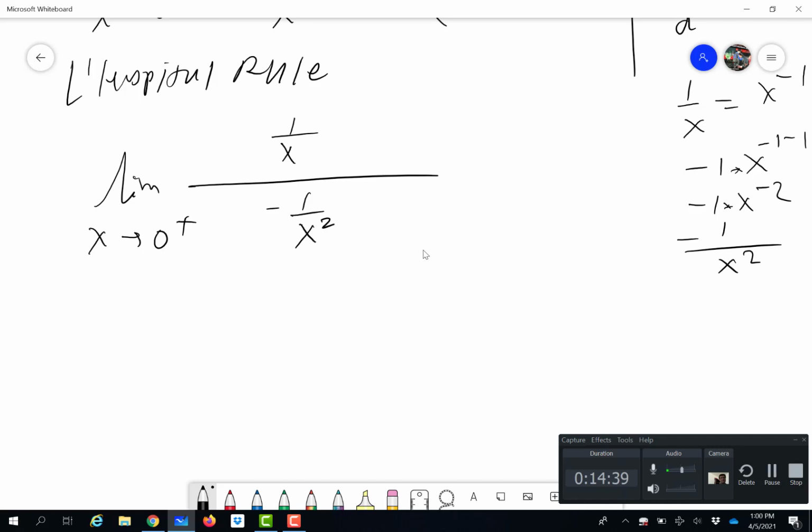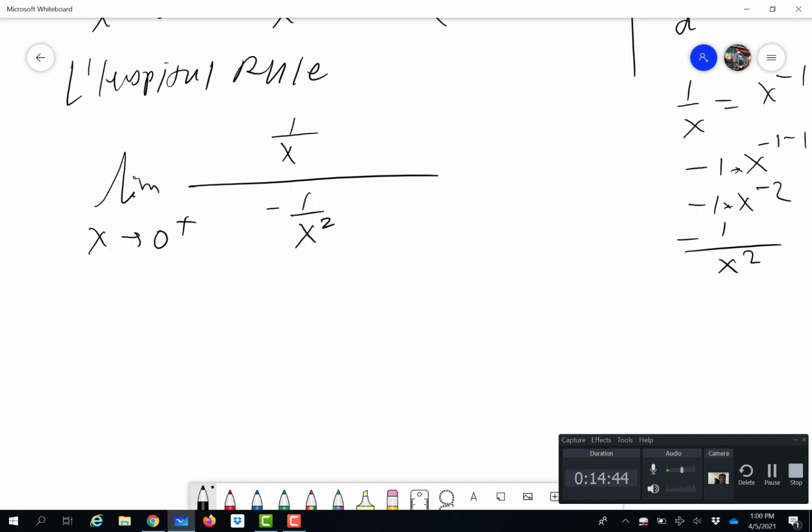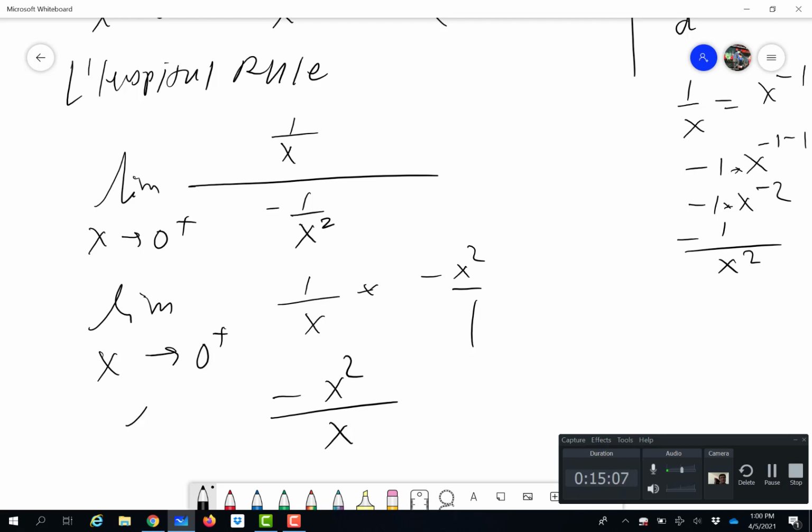But let us simplify this one. Let us flip this one and write it in simple form and check the limit, what happens, okay? So 1 over x, let us flip the bottom part, 1 over x times negative x square over 1. This is how we write by flipping that bottom, right? Let us see what happens here. So you got, look, negative x square on the top and x on the bottom. That is what we got. Limit x tends to 0 plus.